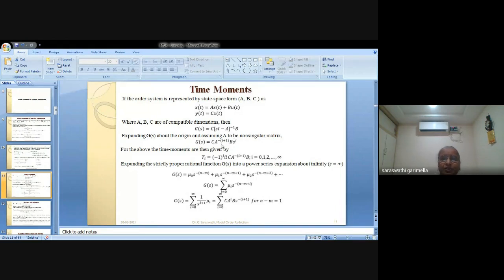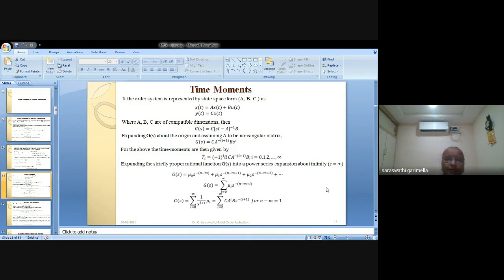Many researchers use this: minus C A to the power of minus (i plus 1) B s to the power of i, you will get this. So from the above, the time moments are Ti equals minus 1 to the power of i times i factorial times C A to the power of minus (i plus 1) B, where i runs from 0 to infinity. So this is about time moments. Ti is a time moment.